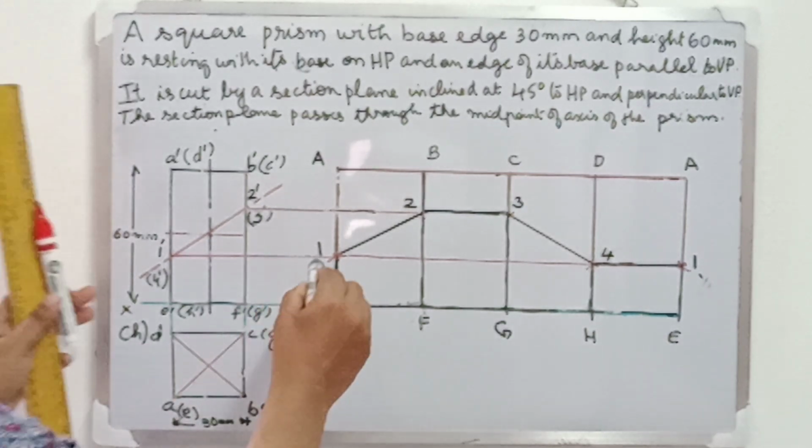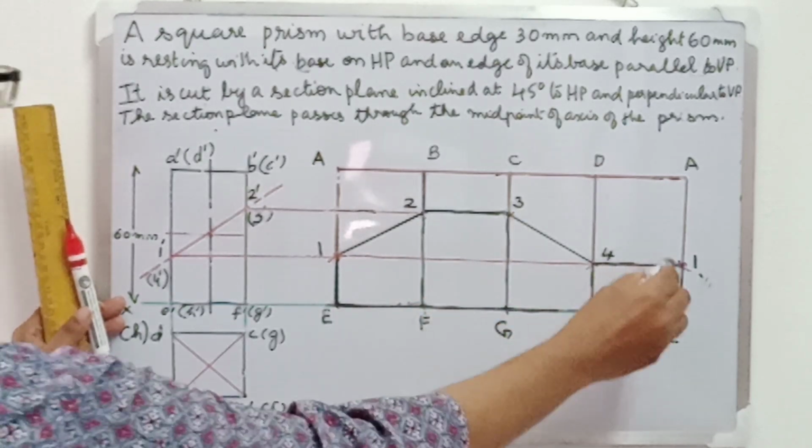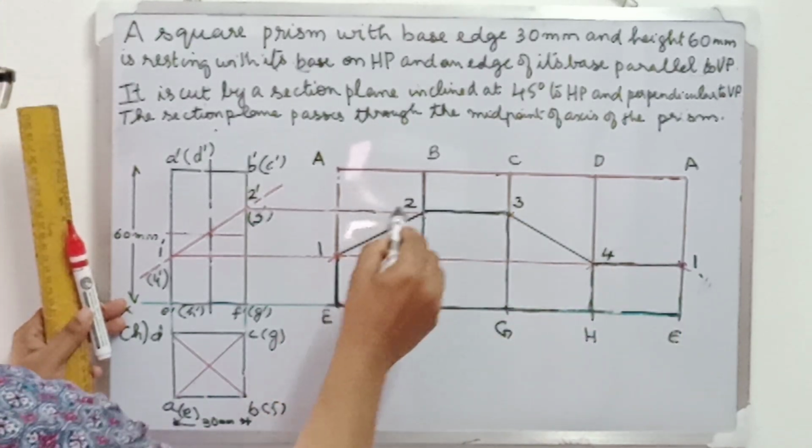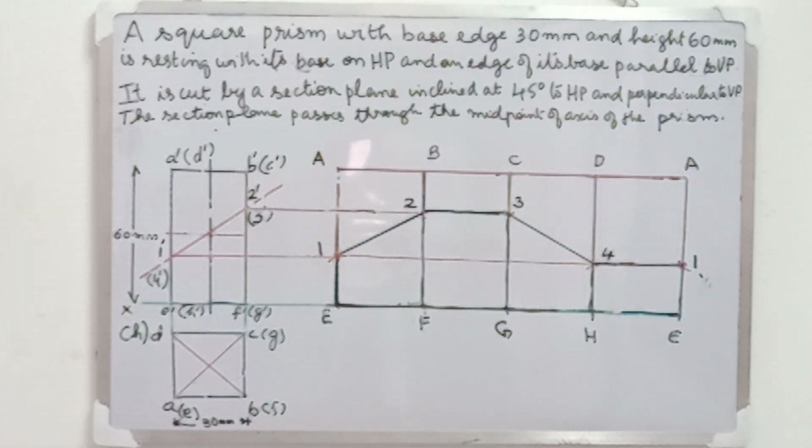Apart from that, we need to darken the lateral edges 1E, 2F, 3G, 4H and 1E. So with this, we have completed the development of the truncated square prism.